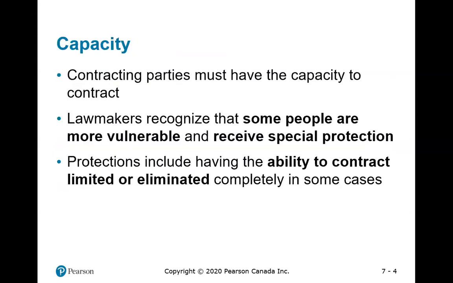So let's start with capacity. Why is capacity important in contract? Well, the law understands that some parties are more vulnerable than others. So when you were 5 years old and you entered a contract, now you are, let's say, 20 years old. Would you agree that your mind, your experience, your level of maturity is different now, 20 years old, as opposed to 5 years old? Right? So minors, for example, have limited capacity to contract.